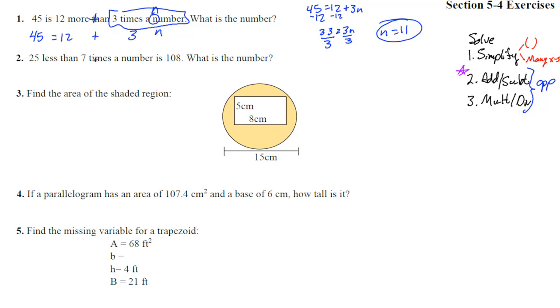25 less than 7 times the number is 108. What is the number? That's our variable right there. It's going to be the n. We've got a 7n right there. Now, this says 25 less than.